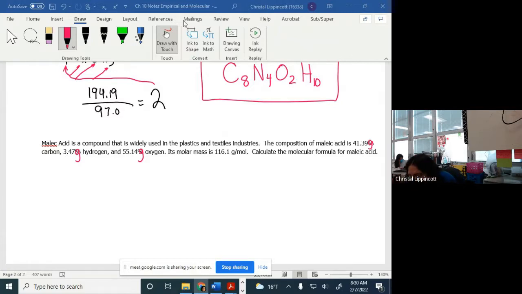All right, let me figure this out. Carbons, so 41, 39. So 3.44. 416. Okay, so empirical is CHO.